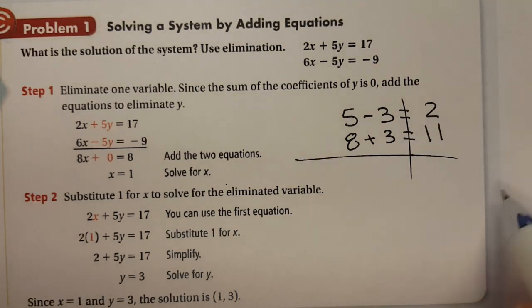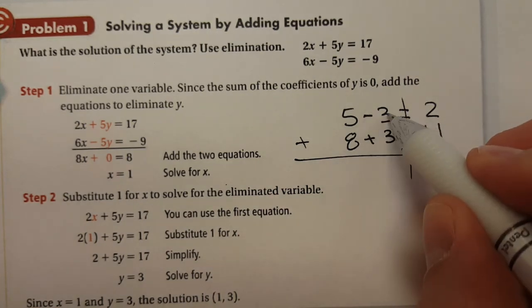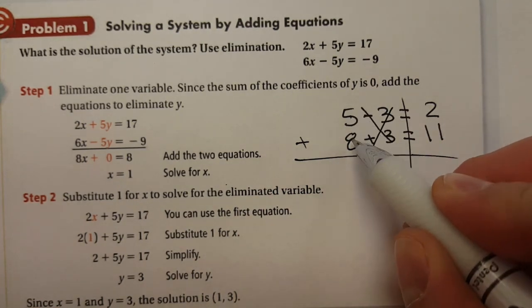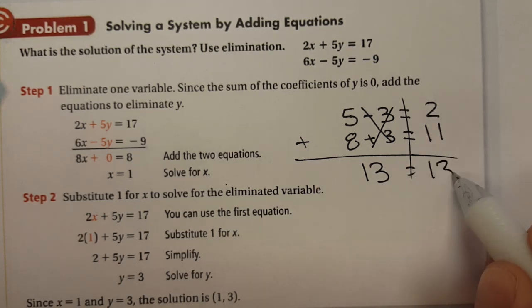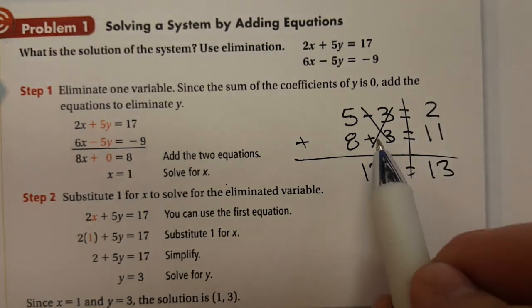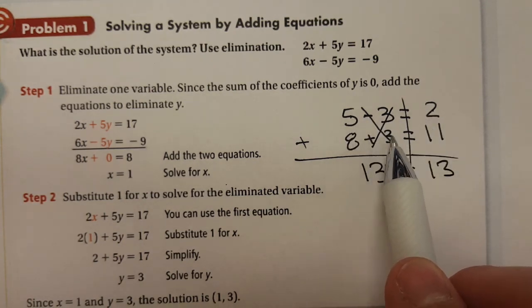So watch this. If I add the left side and the right side, watch what's going to happen. Minus 3 and plus 3, gone. 5 plus 8 is 13. 2 plus 11 is 13. Okay, I should have double-checked here. Both of these initially were true. 5 minus 3 is 2. 8 plus 3 equals 11.